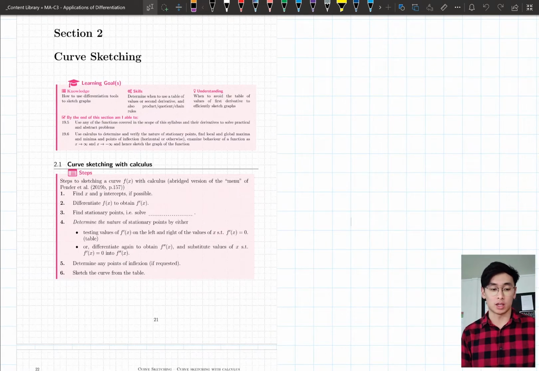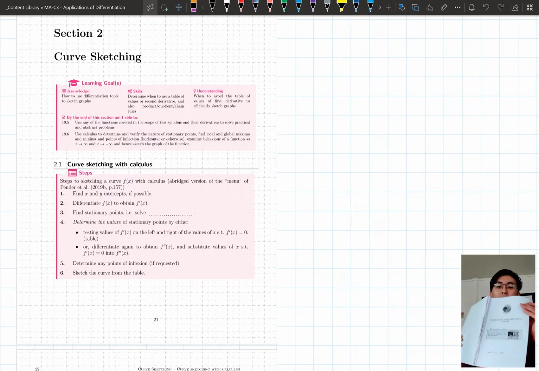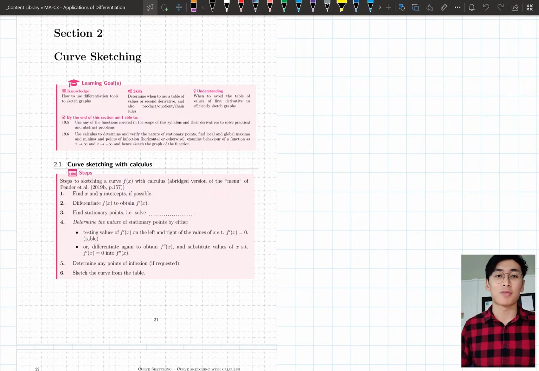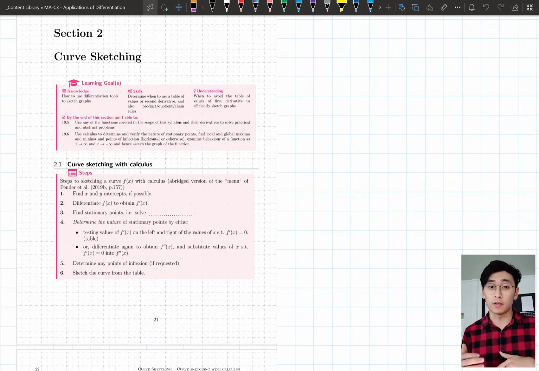We're going to be doing some curve sketching stuff this lesson. So this is on page 21 in your blue booklet, which should look something like this. Now over the last couple of lessons we've been talking about our first derivative and our second derivative, what that means, and the applications of that into graphing.